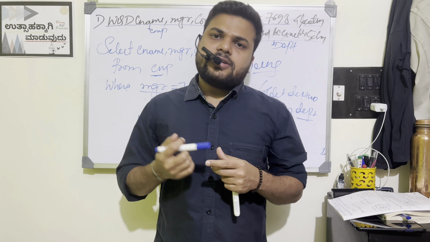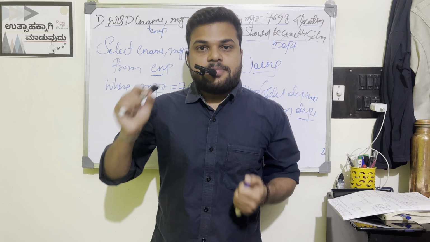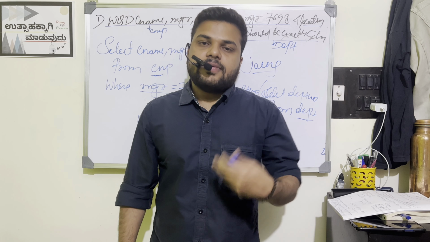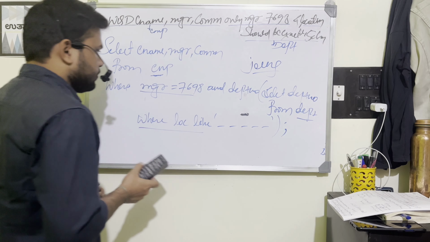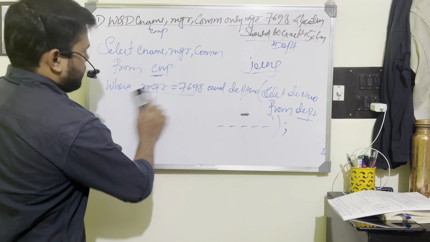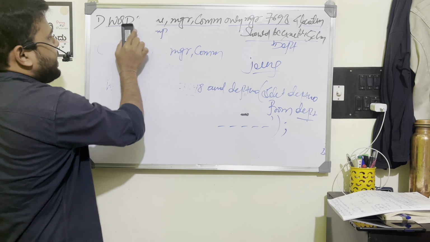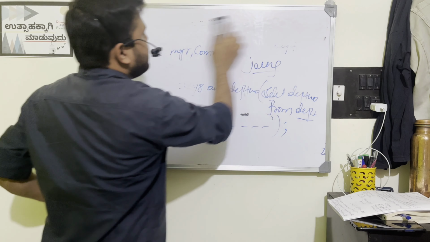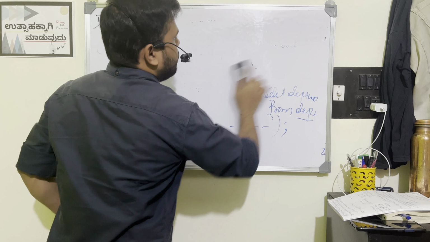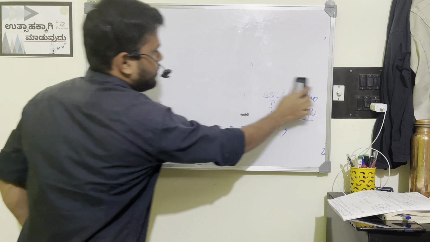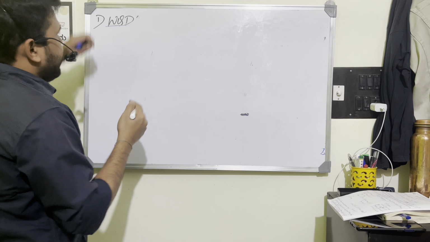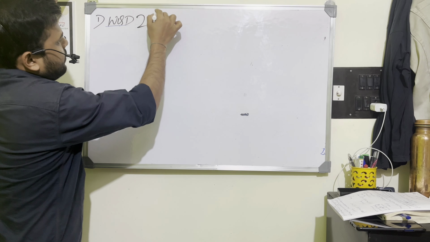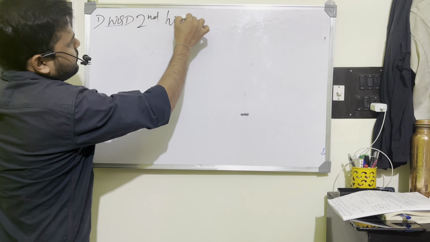Another thing I told you: to determine the nth maximum value or nth minimum value, we will go for subquery. I will take one example. Write a query to display the second highest salary. How will I write the subquery?